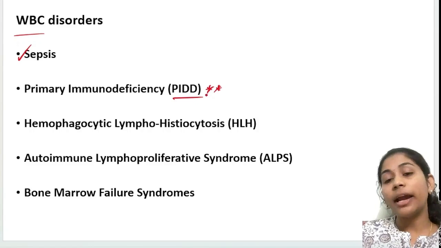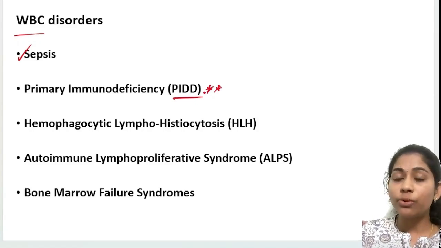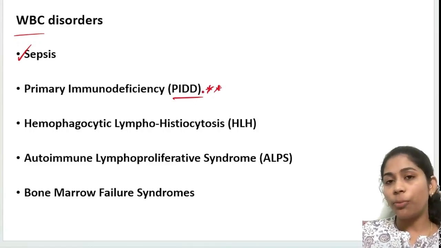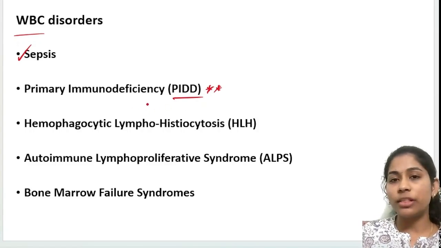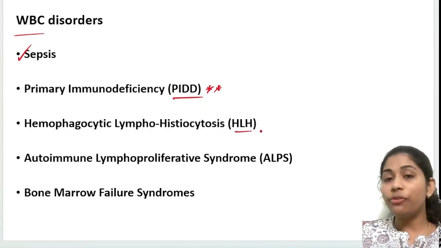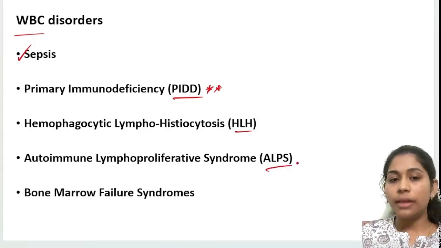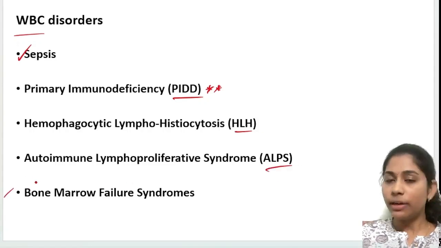Believe me, this was my final year exam second paper question, a 10-mark question. They asked: write the details of flow cytometry in PIDs, the primary immunodeficiency disorders. Then HLH, how we will use flow in HLH. Then ALPS, autoimmune lymphoproliferative syndrome, and bone marrow failure syndrome. We'll discuss them one by one.